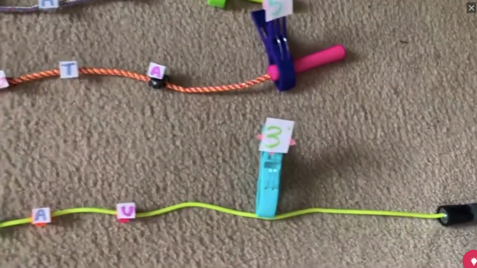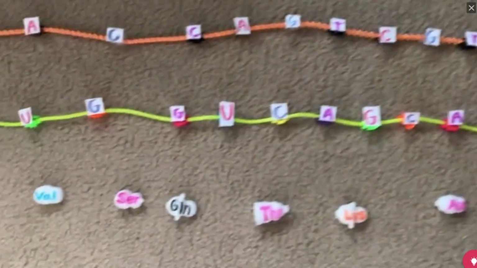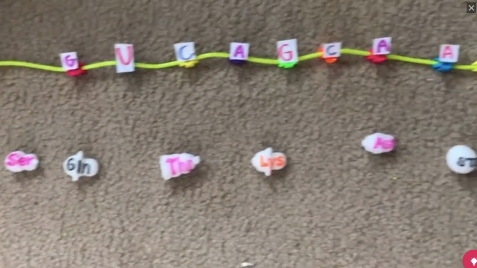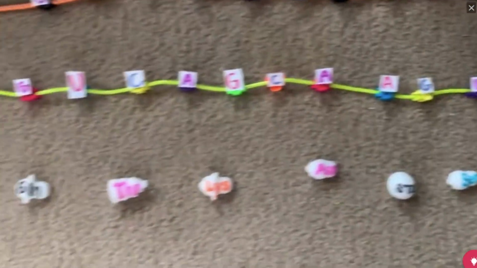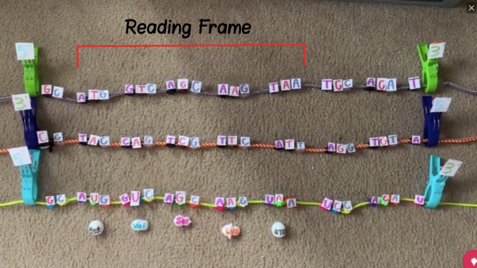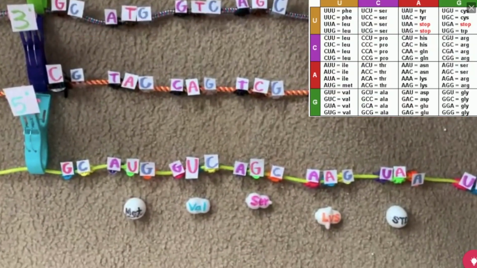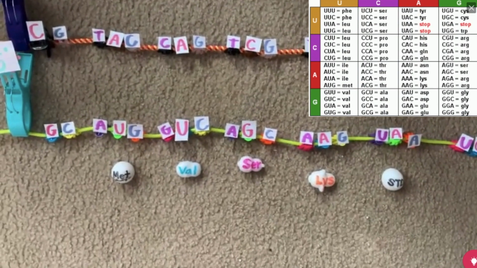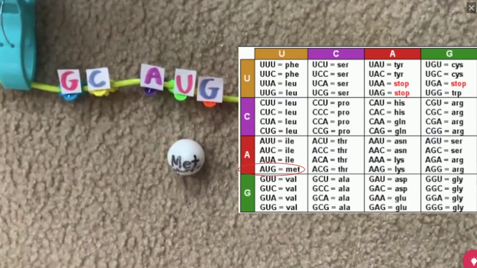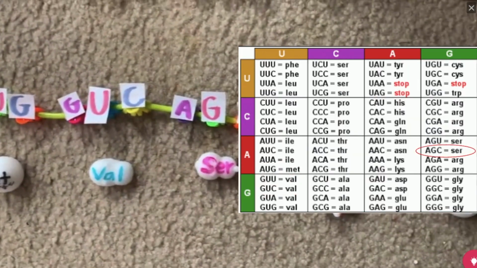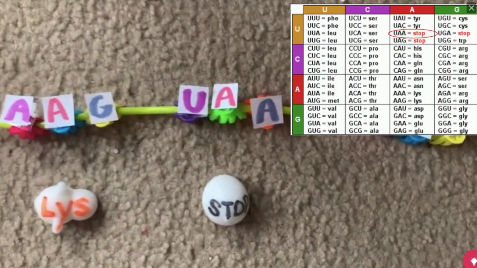We then move into translation, where we produce our amino acids and eventually a functional protein. But first, we must find the reading frame. Now that we've found our reading frame, we can use a codon chart to find our start codon. And we see that our RNA strand codes for 4 amino acids, beginning with our start codon, methionine, then valine, then serine, lysine, and finally our stop codon.